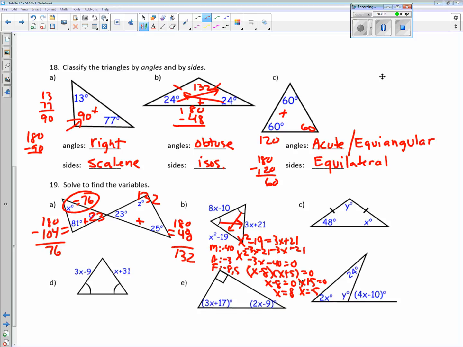And then for part C, it's an isosceles triangle. So the two sides that are congruent means the angles across from them are congruent. So that would make x 48 degrees. And then to find the third angle, you're going to add 48 to 48 and get 96. So the third angle is just 180 minus 96, which gets you 84 degrees for y.